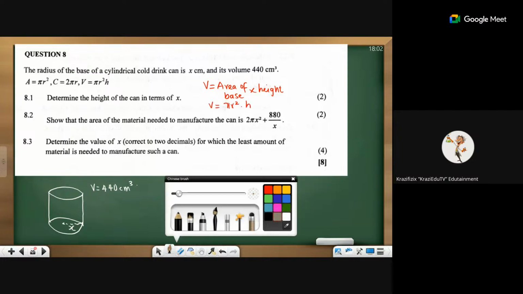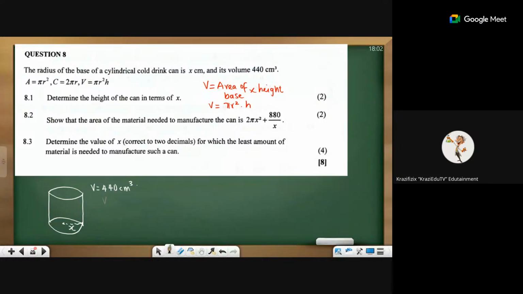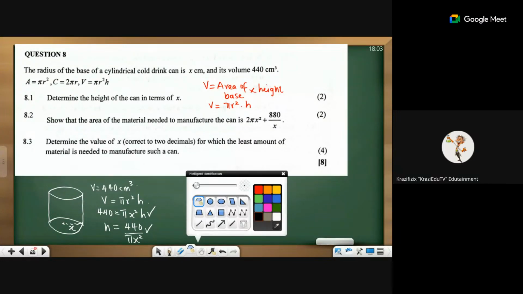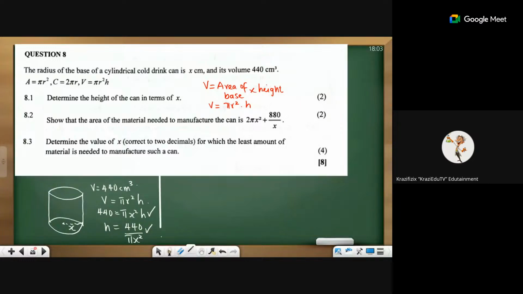So if I were to throw that in, what would I have? V, write my formula, pi r squared h. My volume is 440, so pi x squared h. What are we looking for? We're looking for the height. So what is h? h equals 440 over pi x squared. Please, everybody get these 2 marks. Get those 2 marks. Should you have a cylinder, I want to be confident when I see the paper that everyone who's attending here will be able to get that.